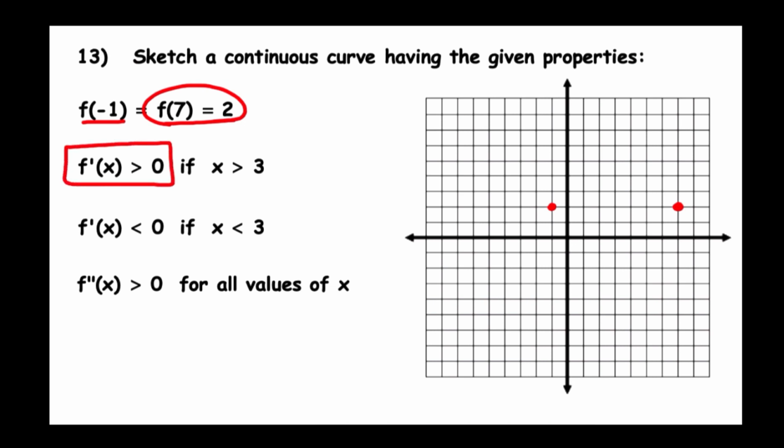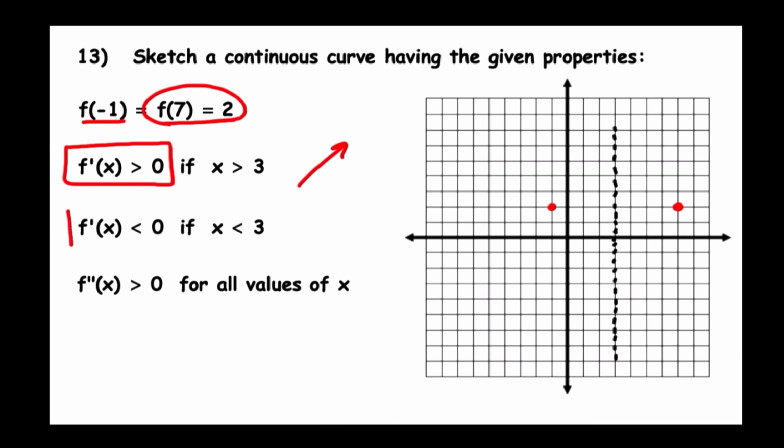First derivative positive. You know what that means? It means the graph is rising. It's increasing. So the graph is increasing if x is greater than 3. Let's put a little dotted line here. This is not an asymptote. This is just me helping myself. So if I'm to the right of that dotted line, I'm rising.